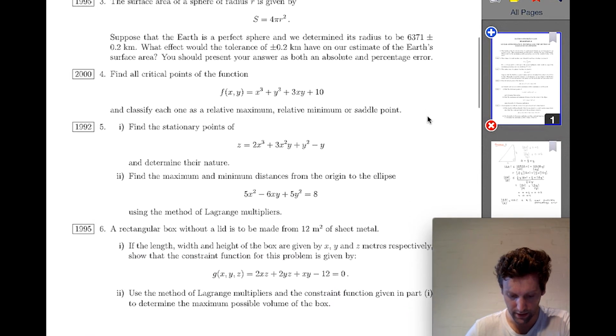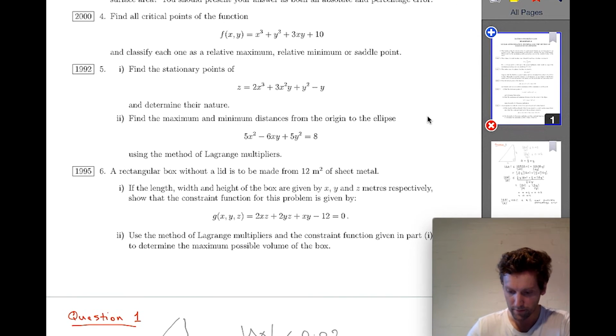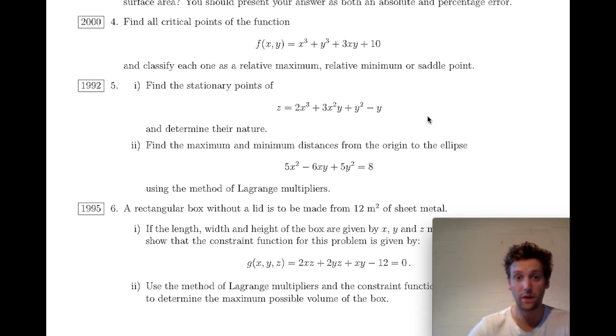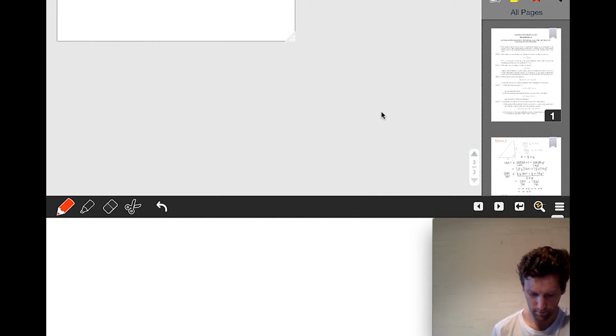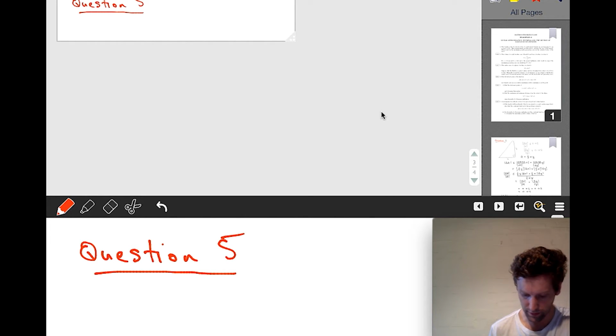This is a question on stationary points. So here we have a function 2x cubed plus 3x squared y plus y squared minus 1. We need to find the stationary points of that function and determine whether they're max, min, or saddle points. So this is question 5, and I'm going to start with part 1 of this question.